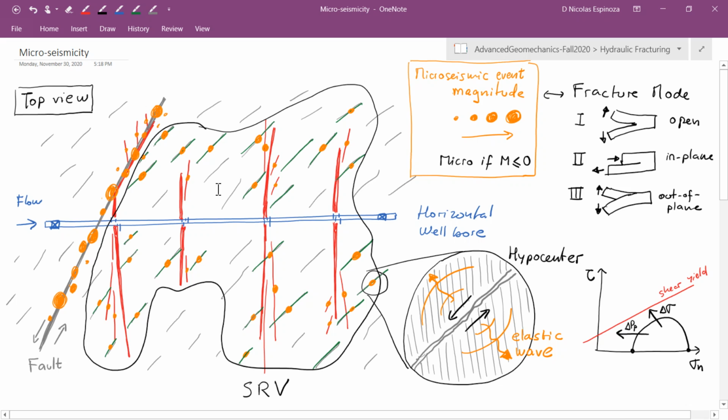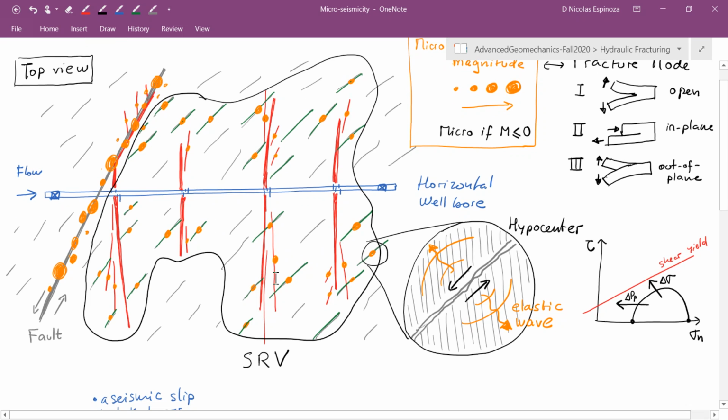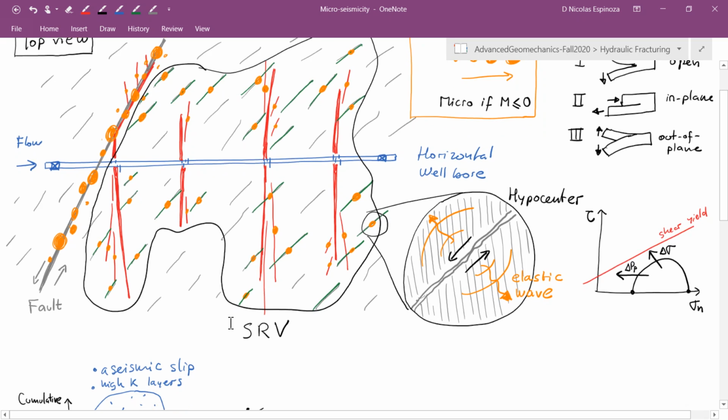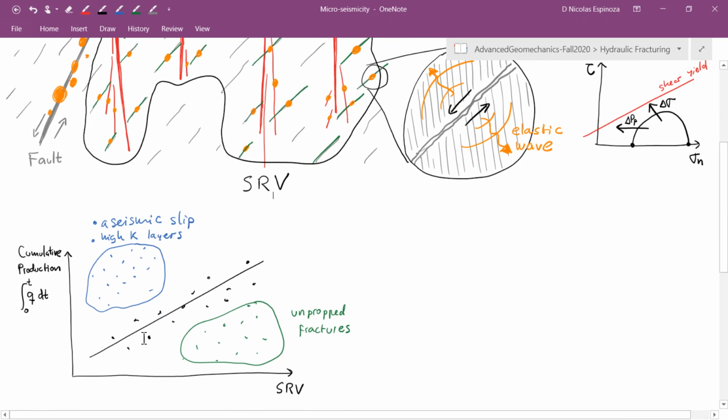Okay, so now that we know what the stimulated reservoir volume is, that area of the reservoir which shows significant microseismic activity, we could try to understand what links production to stimulated reservoir volume. You may think, and it's perfectly logical, that the larger the stimulated reservoir volume, the larger the production is going to be. And this is a trend which is shown over here, that the bigger the stimulated reservoir volume, the bigger the cumulative production.